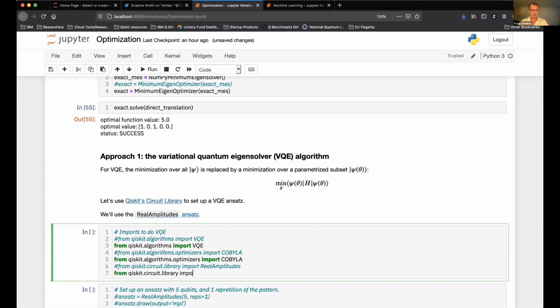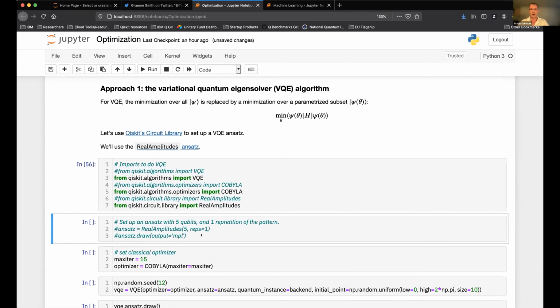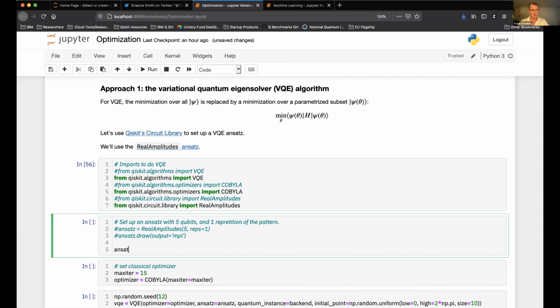Qiskit.circuit.library import RealAmplitudes. Okay, cool. So now that we've got that, we can go ahead and set up our ansatz. So we'll say it's RealAmplitudes, right? We need 5 qubits. And this ansatz, right, there's the notion of a template, a basic structure of the ansatz that you can then repeat some number of times. We're just going to repeat it once, reps equals 1.